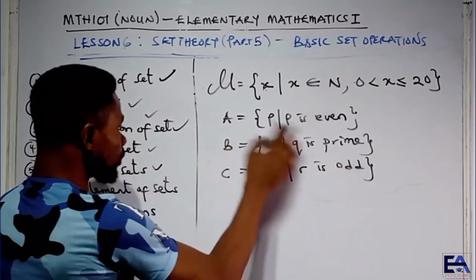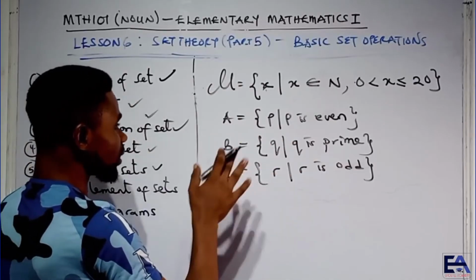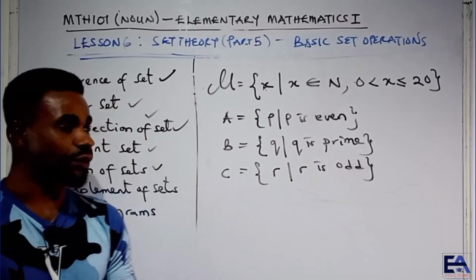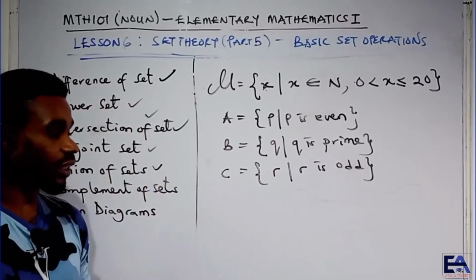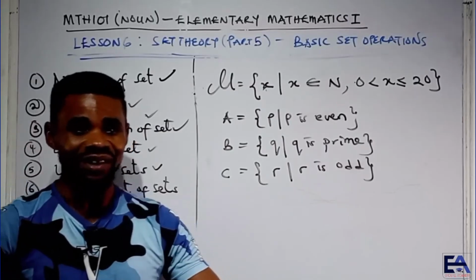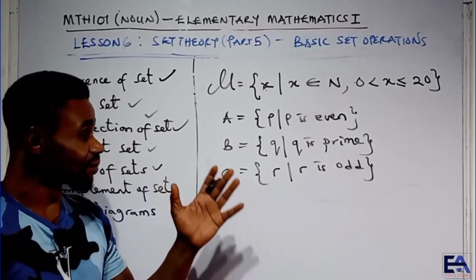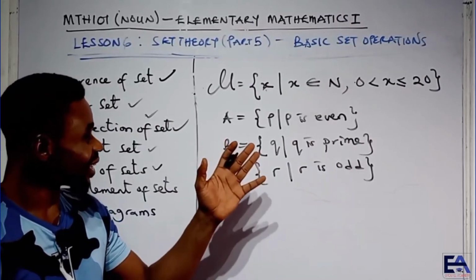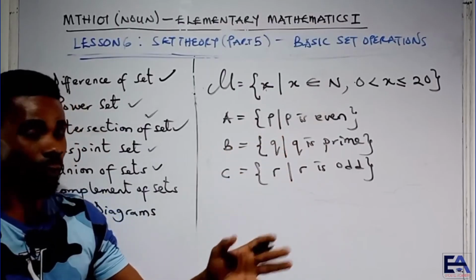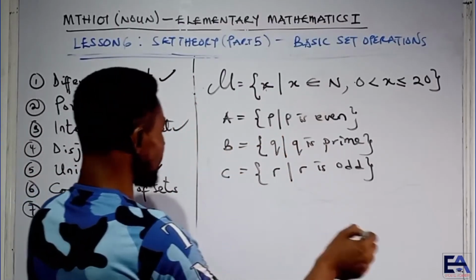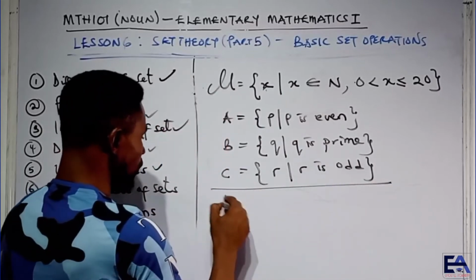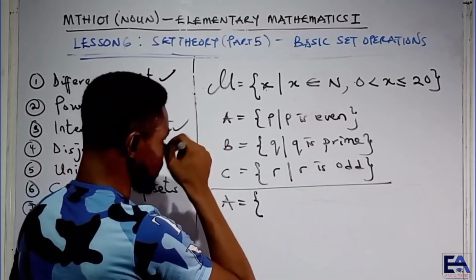Now, we want to interpret this from the set builder form into a roster form. All right, so let's interpret it first so that we'll be able to know what to do with those elements.